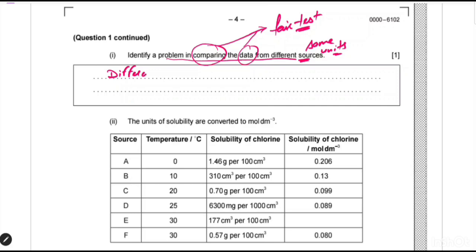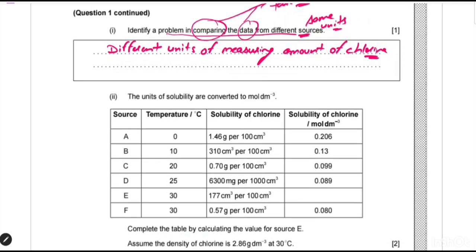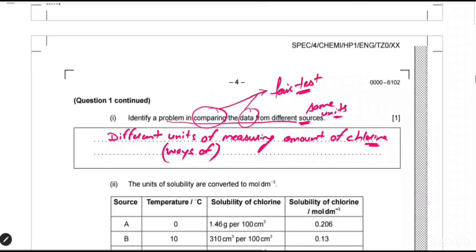I can write the answer: different units of measuring the amount of chlorine in water, and that will not result in a fair test, and that can be a problem. Okay, different units of measuring, or I can also write different ways of measuring. So this is the answer for part 1.